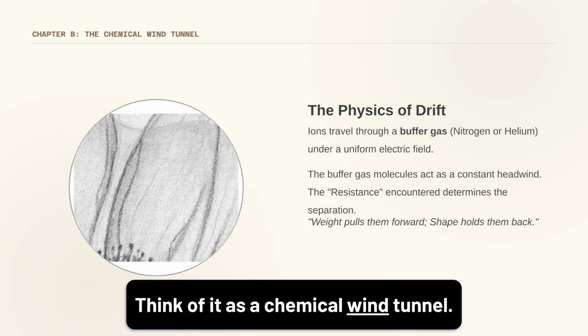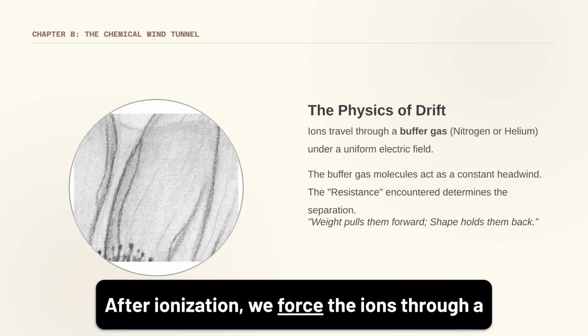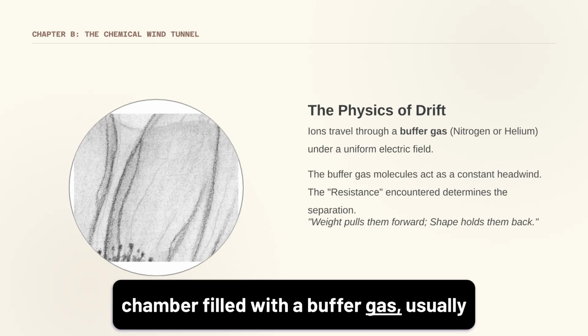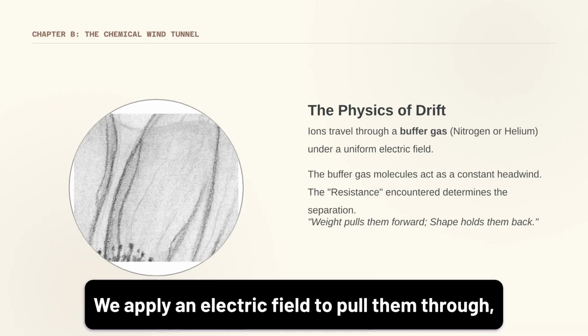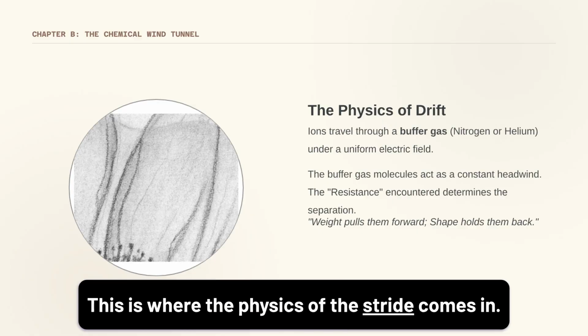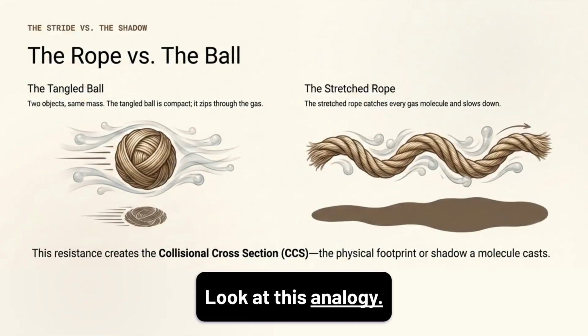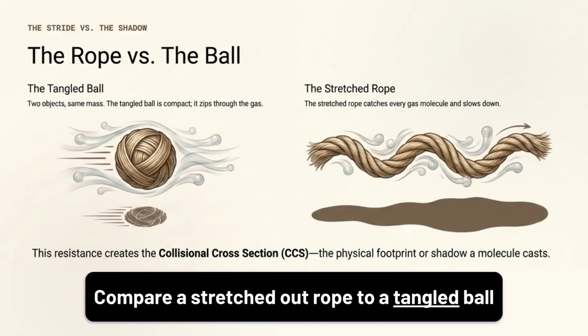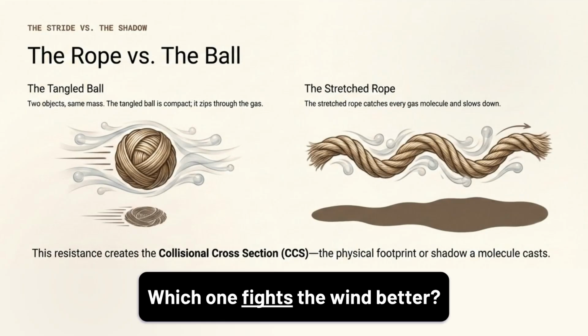Think of it as a chemical wind tunnel. After ionization, we force the ions through a chamber filled with a buffer gas, usually nitrogen or helium. We apply an electric field to pull them through, but the gas molecules act as a constant headwind. This is where the physics of the stride comes in. Look at this analogy. Compare a stretched-out rope to a tangled ball of the same weight. Which one fights the wind better?